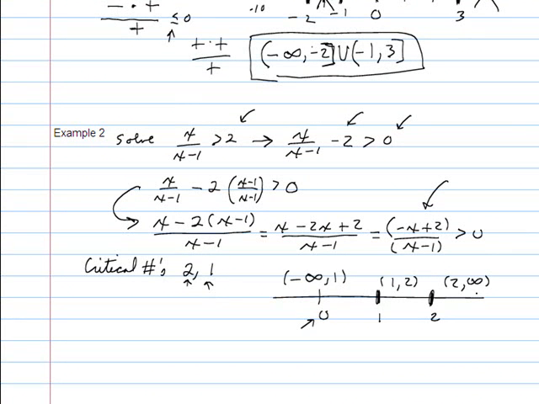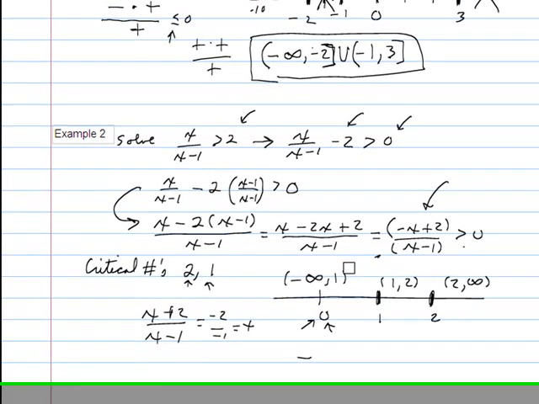Now what I need is a checkpoint from each interval to plug into the equation negative x plus 2 over x minus 1. Since 0 is in the first interval, I plug in a 0. And I get negative 2 over negative 1, which is positive. I'm supposed to be positive, so that's a solution interval. I'm sorry, that's supposed to be a plus 2. Oh, I messed it up. That's a plus 2.